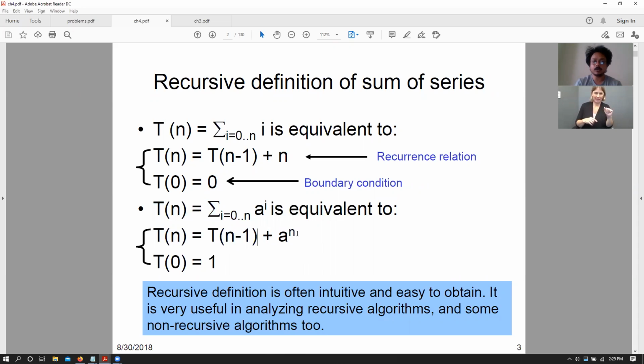So in this scenario, if i equals 0, in that situation, a raised to the power of i is going to be 1, right? So in that case, our base case has to be T of 0 equals 1, right? The recurrence base case. What is the complexity of a raised to the power of i? So a raised to the power of i is going to be 2 raised to the power of i, 3 raised to the power of i, some constant raised to the power of i, right, Matt?